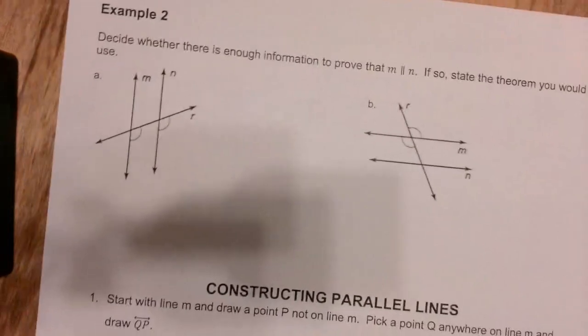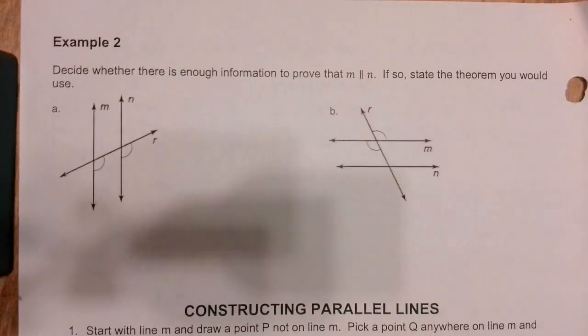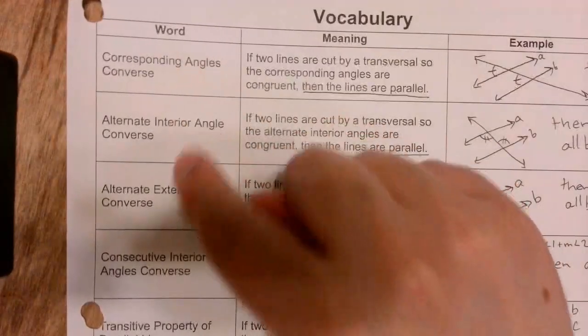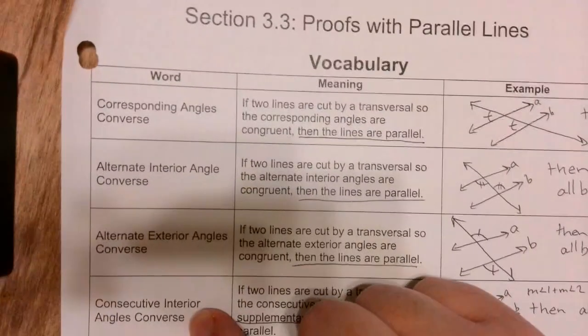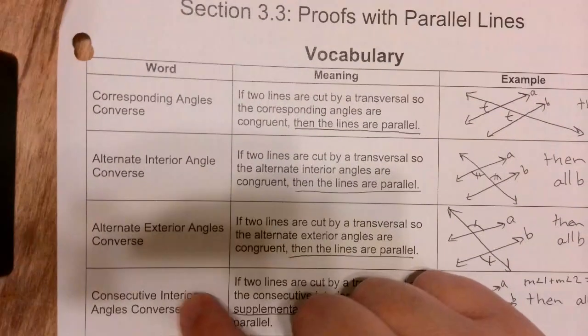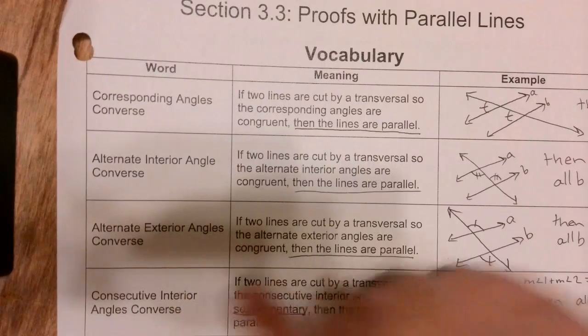Now on the back, example 2. These are some of my favorite problems. So decide whether there is enough information to prove that M is parallel to N, and if so, state the theorem you would use. So remember, these theorems show that the lines are parallel. These show that the lines are parallel.